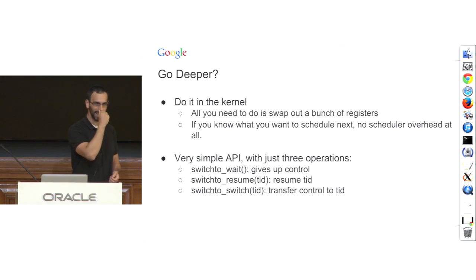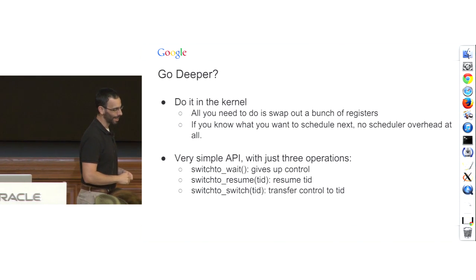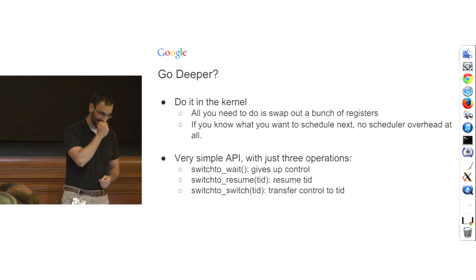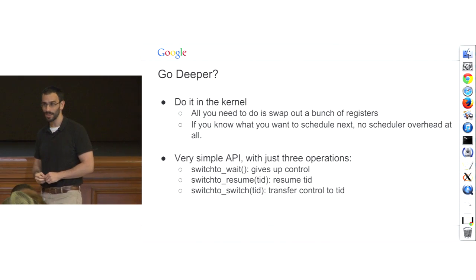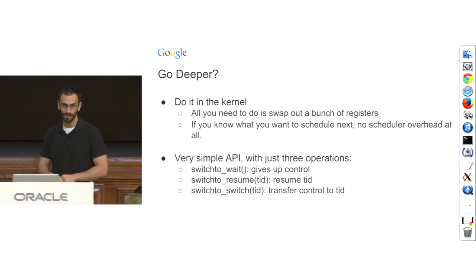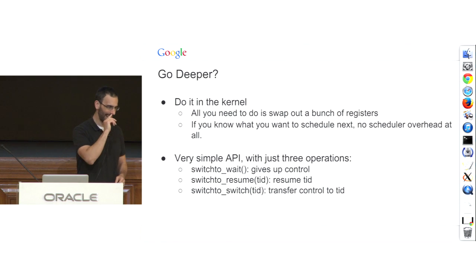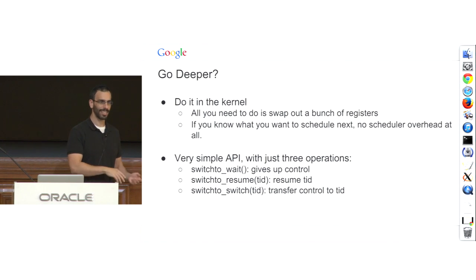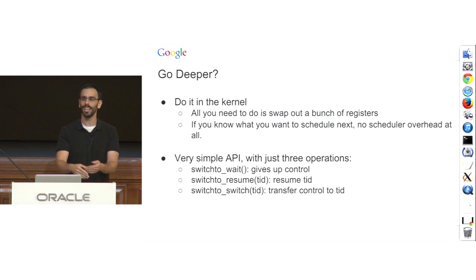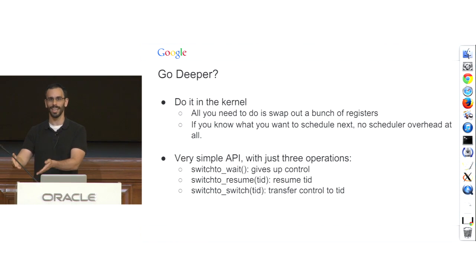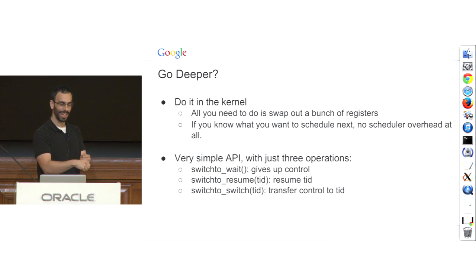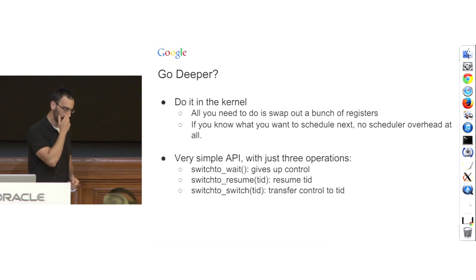Well, I think we have to go deeper in this case. And fortunately, we have some very smart kernel hackers at Google. If you do this stuff in the kernel, it turns out that all you have to do is swap out a bunch of registers. If you really want to get into the JNI, you have a kernel level notion of what a thread is. So if you really want all of that per thread state saved, you kind of want to go into the kernel to do it.